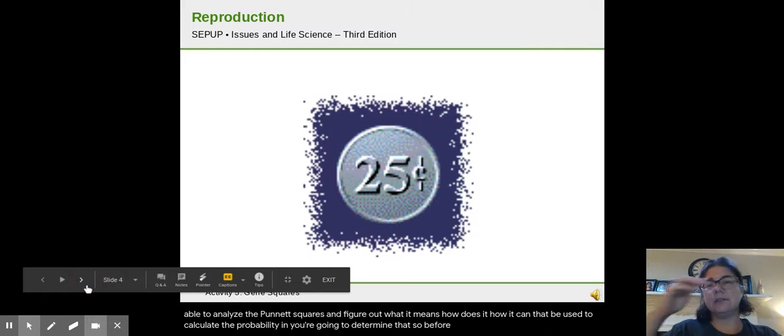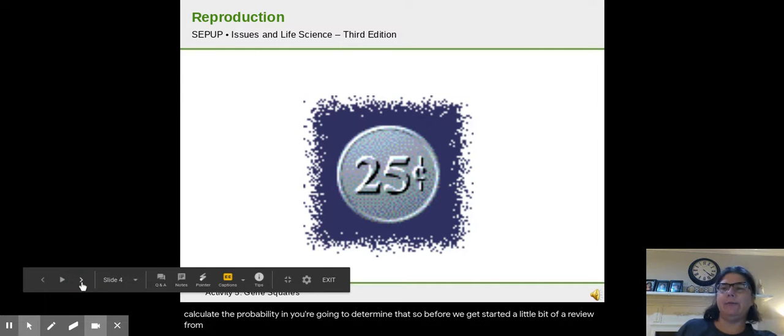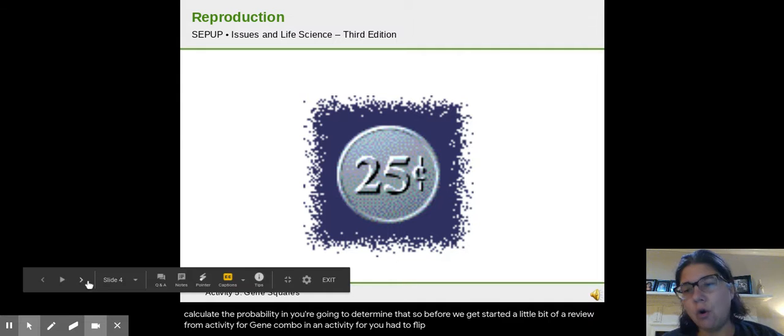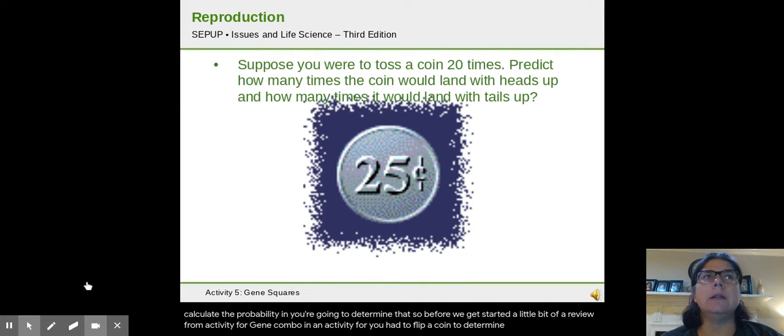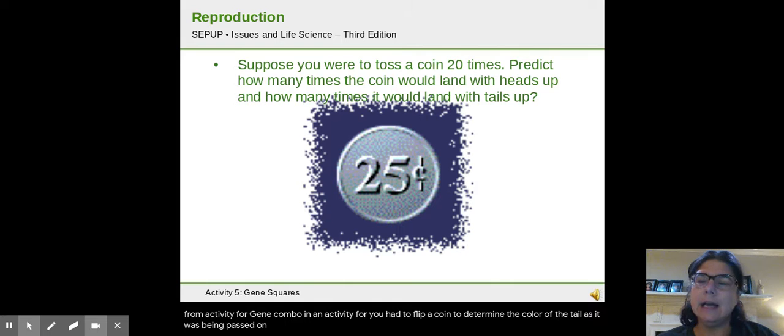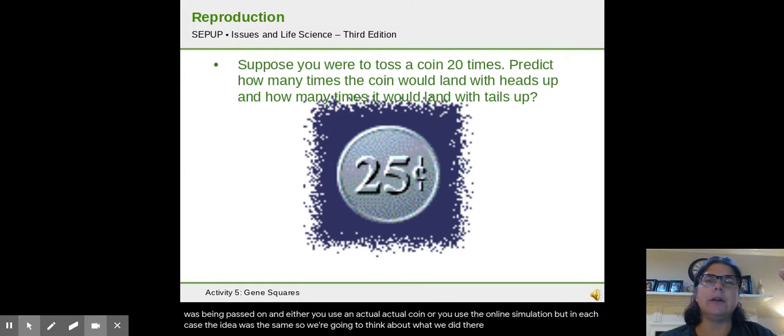Okay, so before we get started, a little bit of a review from Activity 4, Gene Combo. In Activity 4, you had to flip a coin to determine the color of the tail as it was being passed on. Either you used an actual coin or you used the online simulation, but in each case, the idea was the same. So we're going to think about what we did there and the questions that were asked.